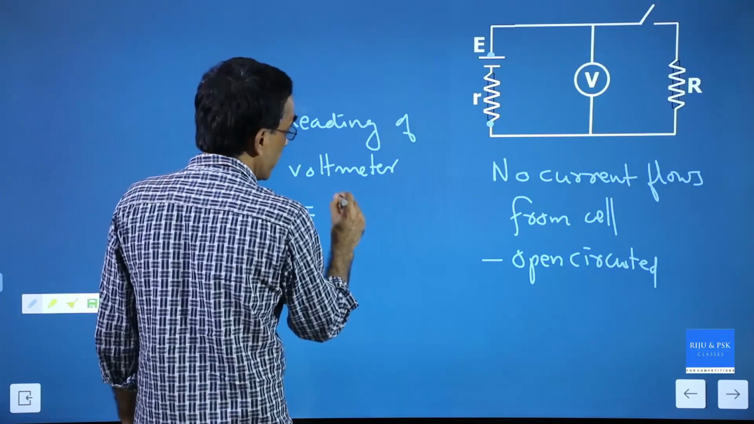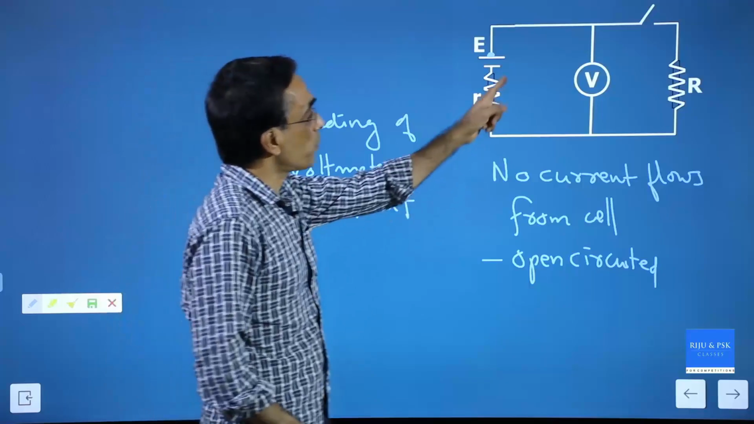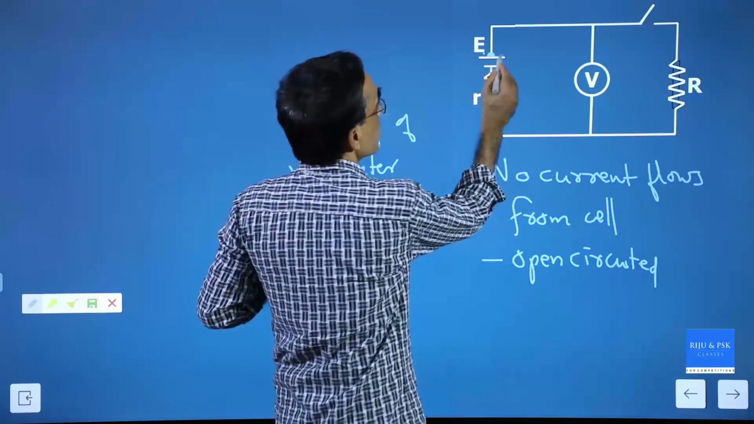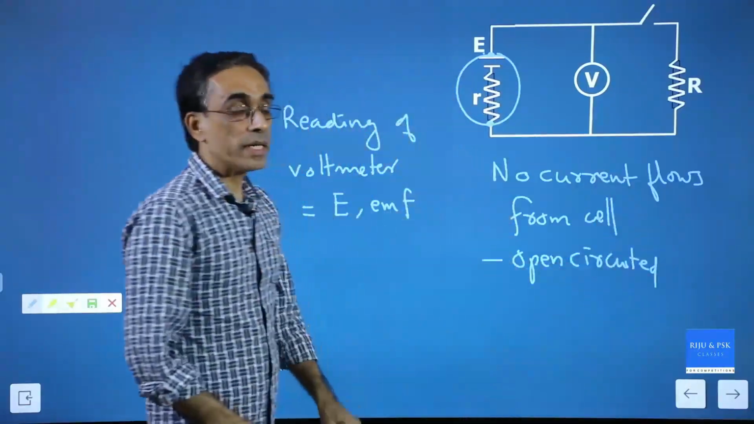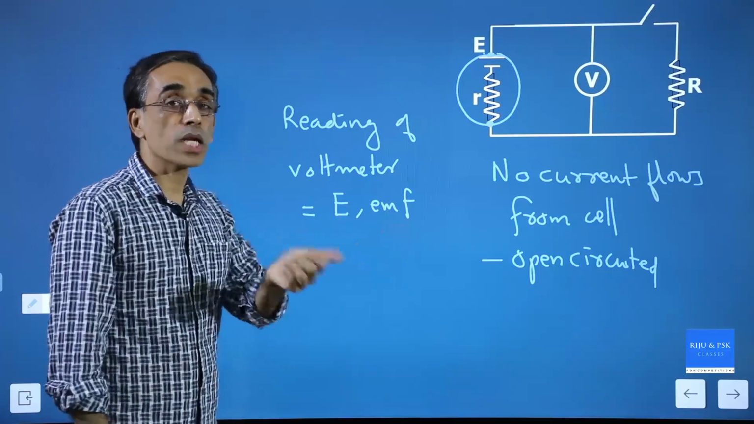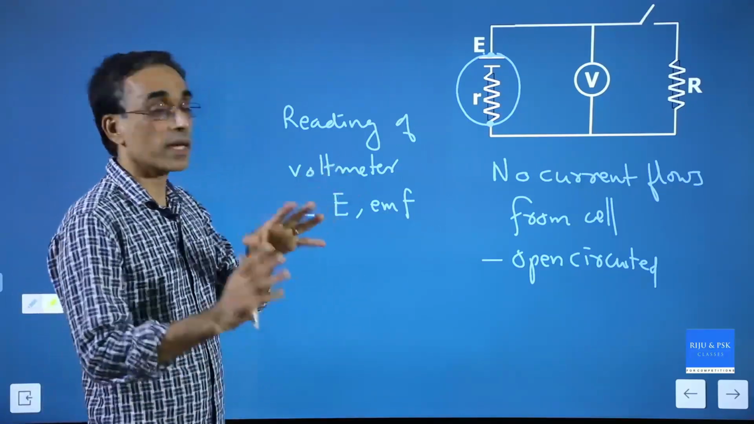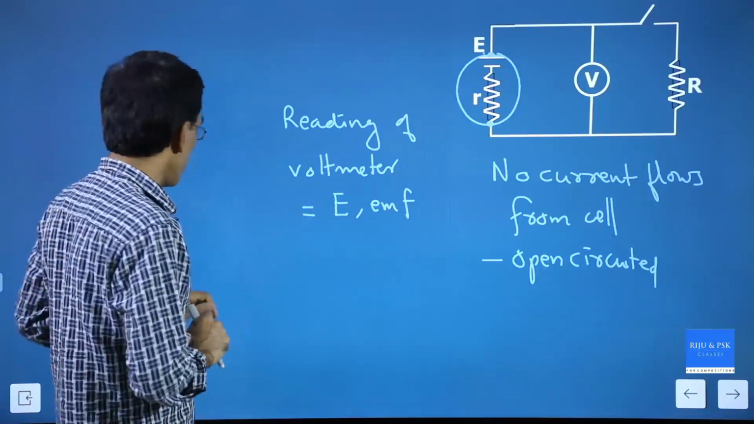is called the EMF. The potential difference across the terminals of a cell when there is no current flowing is called electromotive force, EMF. This is the maximum voltage that the cell can give you. Okay, that's important.